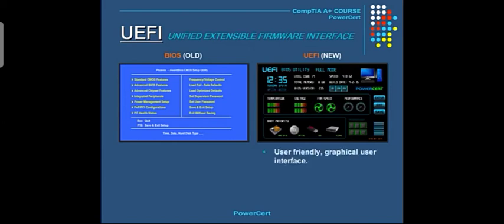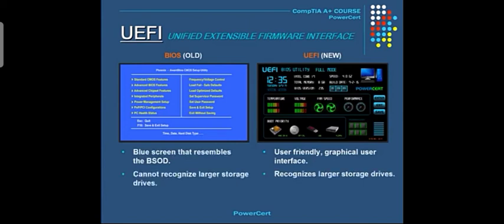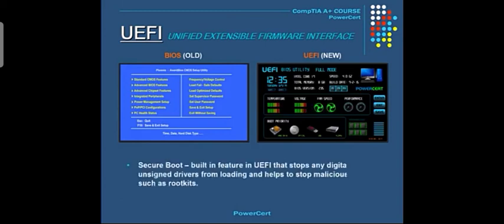that it has a user-friendly graphical user interface that supports different colors and even animations, whereas the old BIOS has your typical blue screen that resembles the Windows blue screen of death. UEFI can also recognize larger hard drives, and you can even use a mouse while you're in the UEFI interface as compared to the old BIOS where mouse support was not even available, and you had to use your keyboard only. And UEFI also has a built-in feature called Secure Boot, and Secure Boot stops any digitally unsigned drivers from loading, and it helps to stop malicious software such as rootkits.